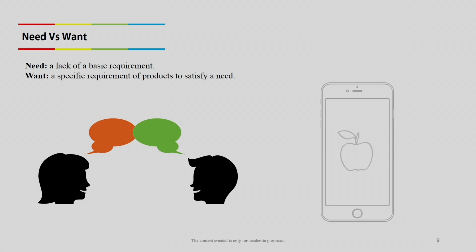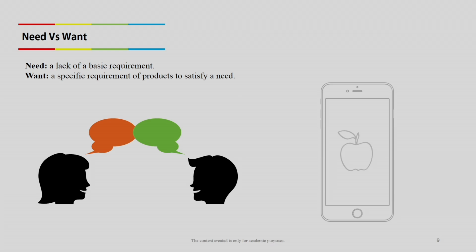What is need and want? Need is a lack of basic requirement, and want is a specific requirement of product to satisfy a need. For example, you need a phone to communicate, but when you say, I need an Apple phone to communicate, it is a want.